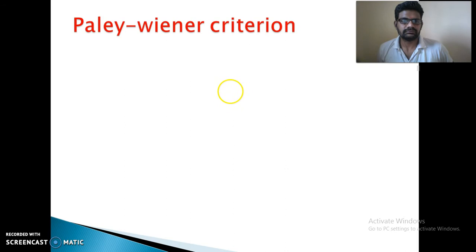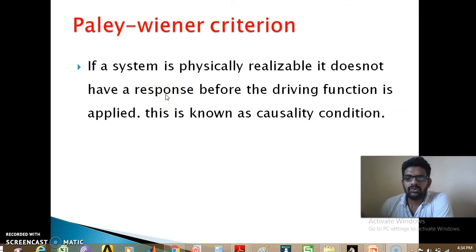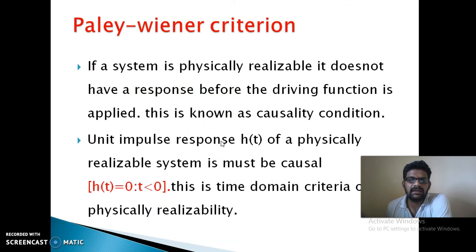Okay. Next, Paley-Wiener criteria, a very important criteria. What does it give? To physically realize a system, we have to define this Paley-Wiener criteria. It gives the causality condition. The causality condition in time domain is given by h of t must be 0 for t less than 0. Before giving any input, the system should not give any output. If and only if you give input, then only it has to give output.